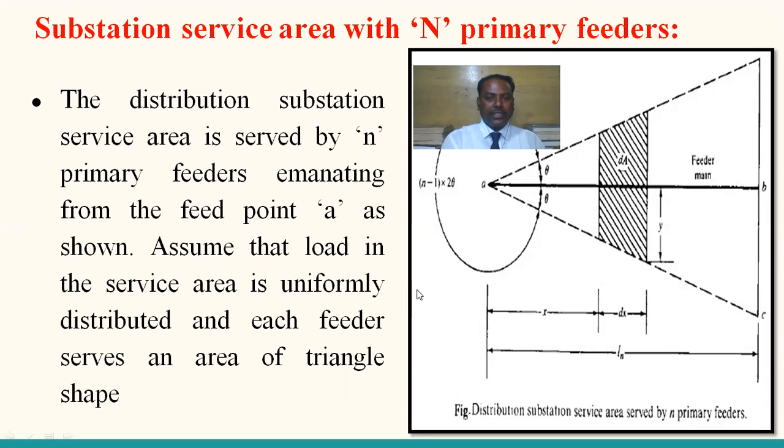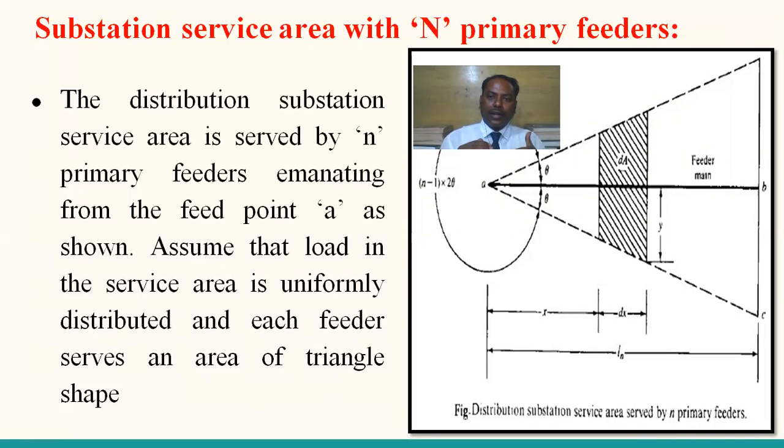So you see here, the distribution substation service area is served by N primary feeders emanating from the feed point A, as shown. Remember this point: assume that the load in the service area is uniformly distributed.